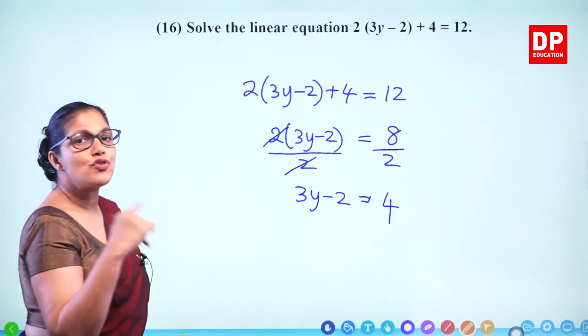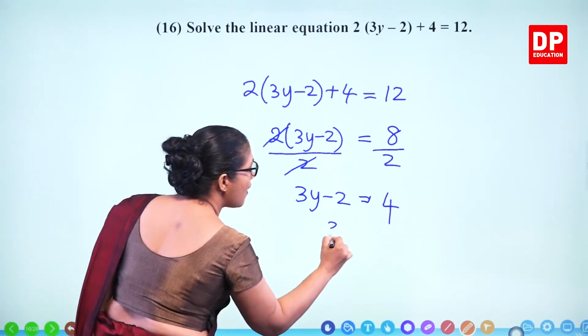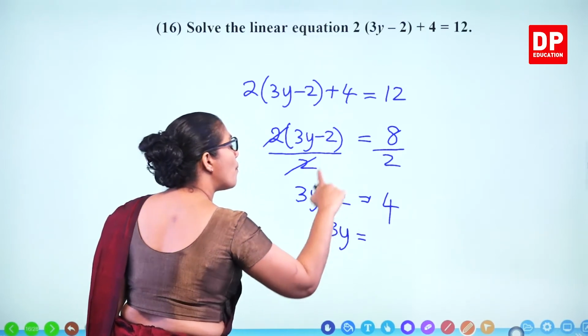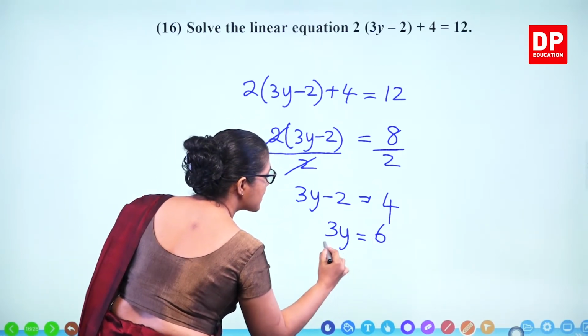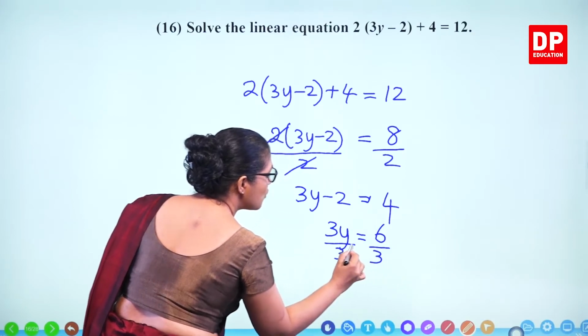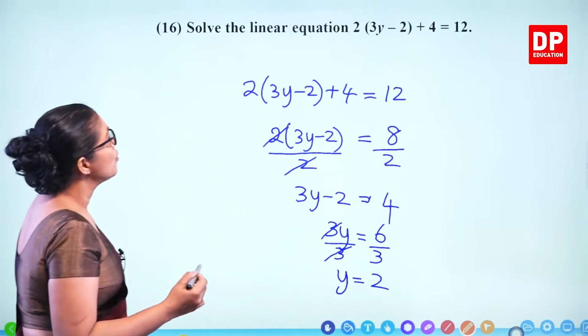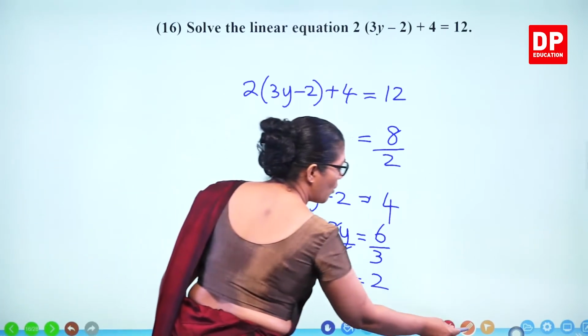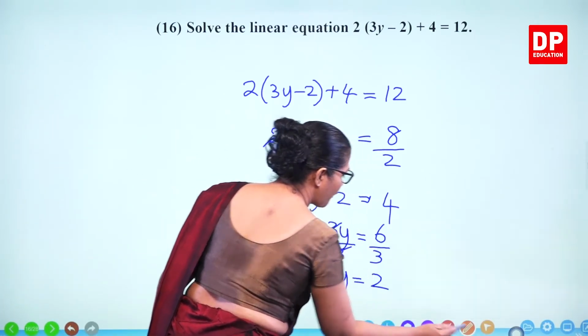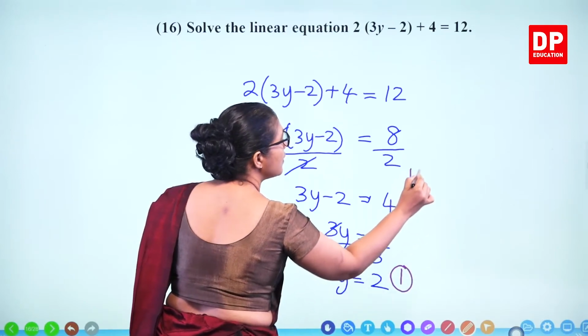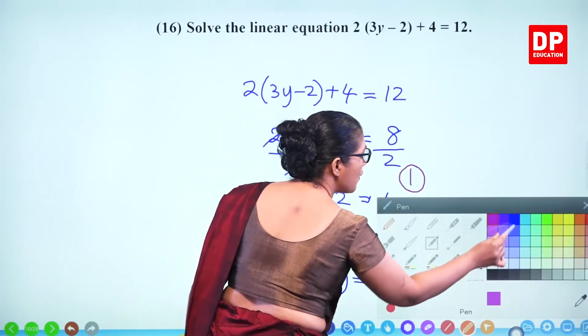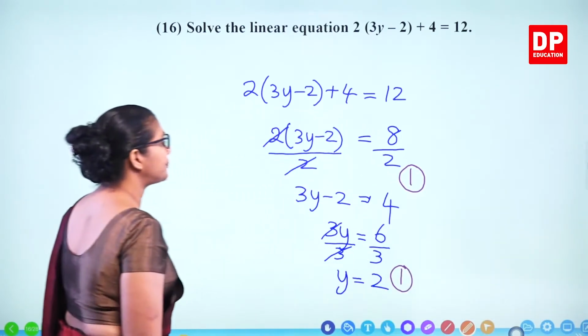Now take minus 2 to the other side. 3y equals 4 plus 2, that's 6. Divide this by 3 to get y. That's 2. So y equals 2. So 2 marks, 1 mark for the answer and 1 mark for the method.